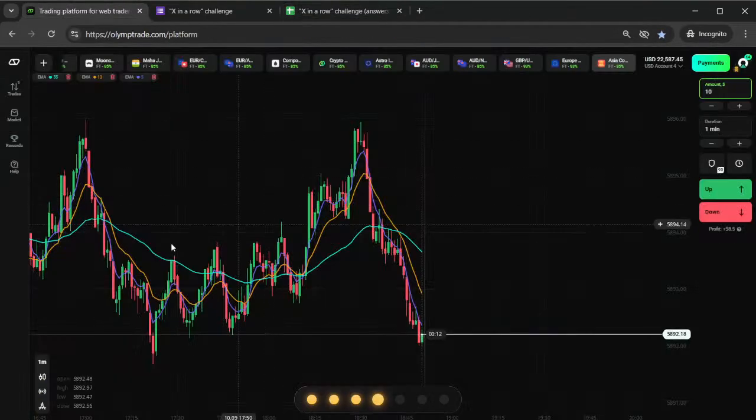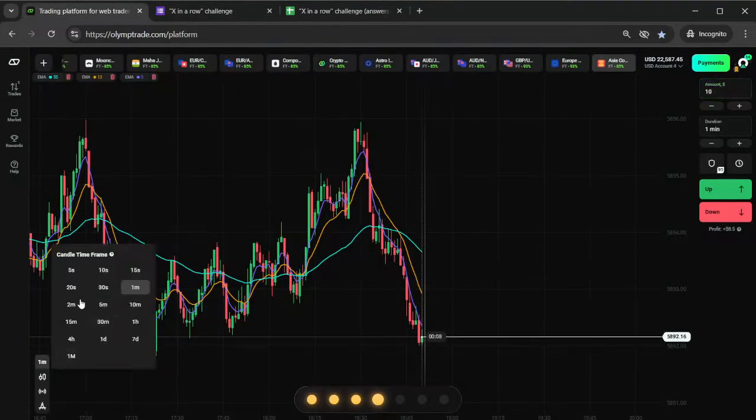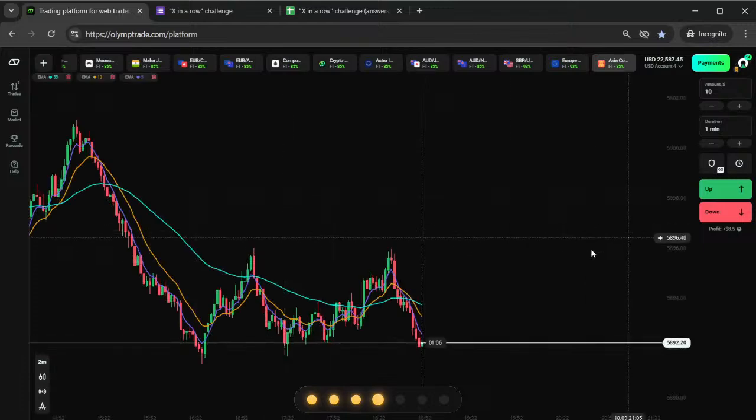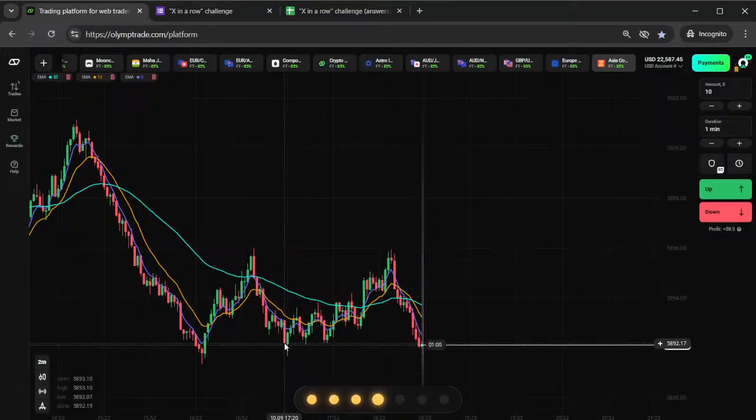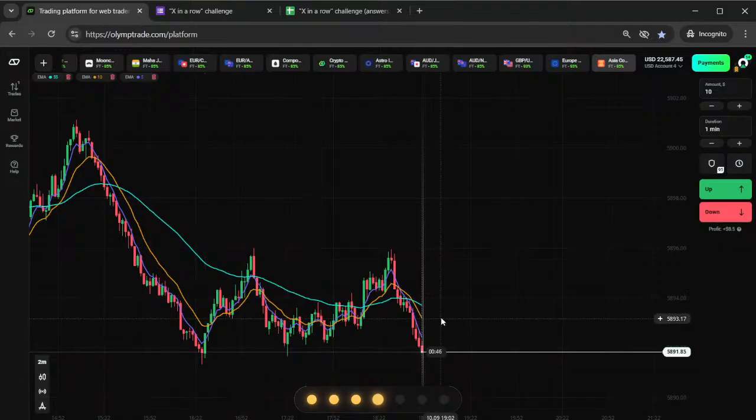Okay, Asia Composite 5 minute, which one? Down, very nice. Let's go for a 2 minute chart time frame minimum. Okay, so in this one the market is stuck somewhere at this support level. So I'm not sure if the market will be able to breach this level. If the market breaches, then there is another support level nearby. So I'm not sure if we should pick that one.